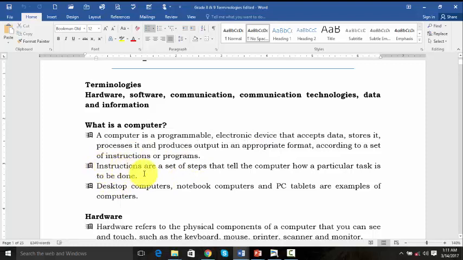Now, we need to understand first what are these instructions or programs. What we are saying is that instructions are a set. The word set means a group of steps. Instructions are a set of steps that tell the computer how a particular task is to be done. So this group of steps which are in a computer instructs a computer on how a certain task is done.